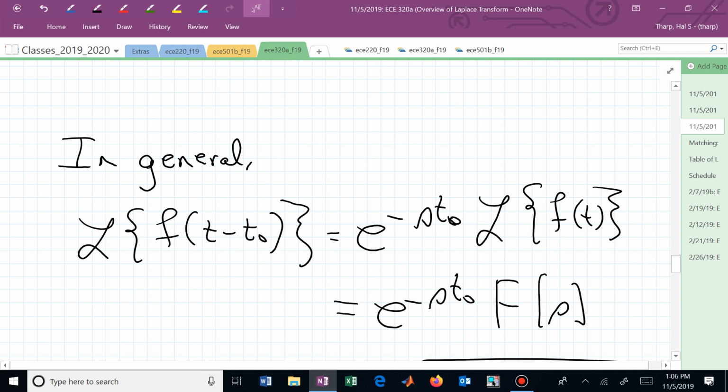And you can actually prove that general property by just using the definition of the Laplace transform, similarly to how we found or evaluated the Laplace transform of a delayed unit step in the example.